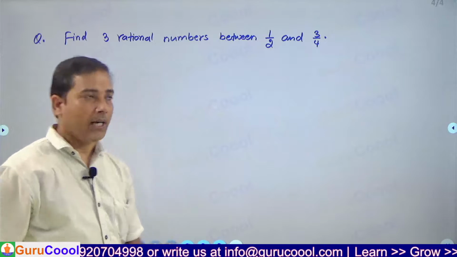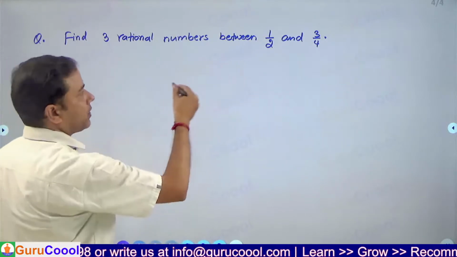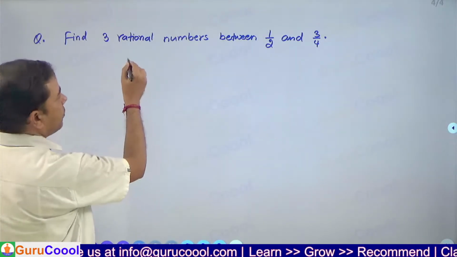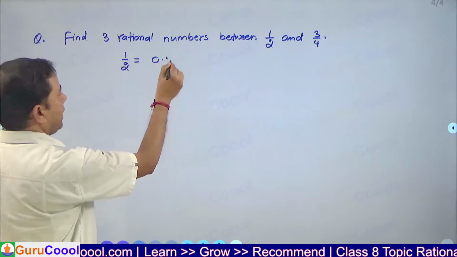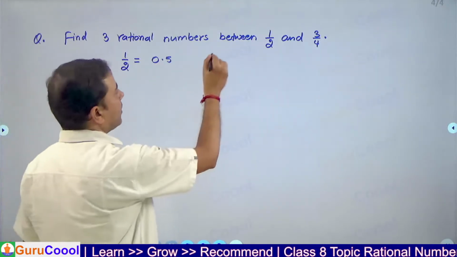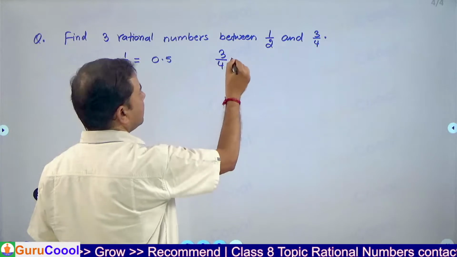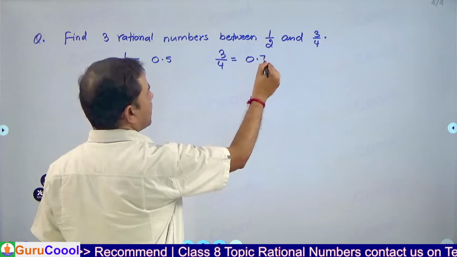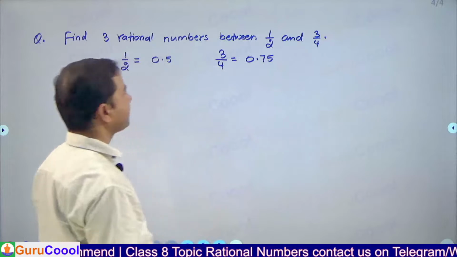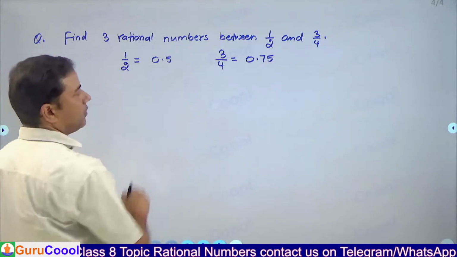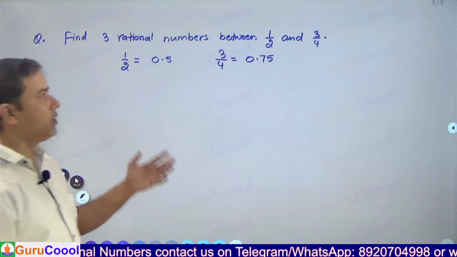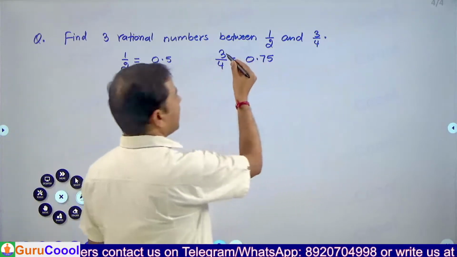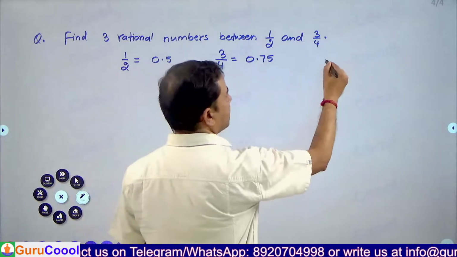What to do for that? We convert both rational numbers into decimal form. The first one is 1 by 2, that is equal to 0.5. The other one is 3 by 4. It is equal to 0.75, right? Correct? Yes. You can divide it if you are not comfortable. You can divide 3 by 4 like this.